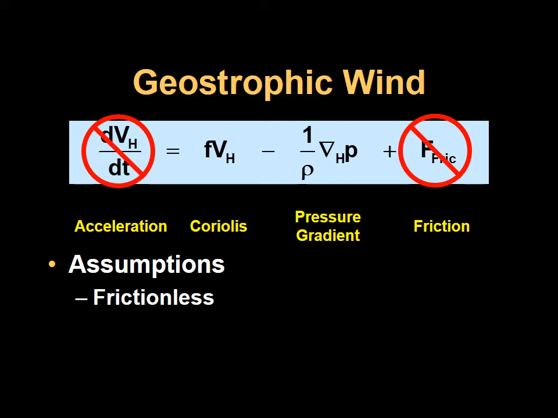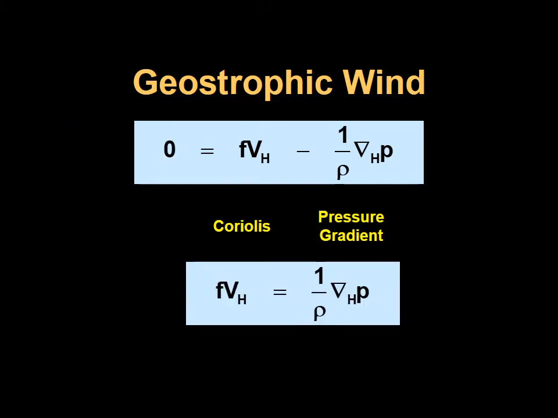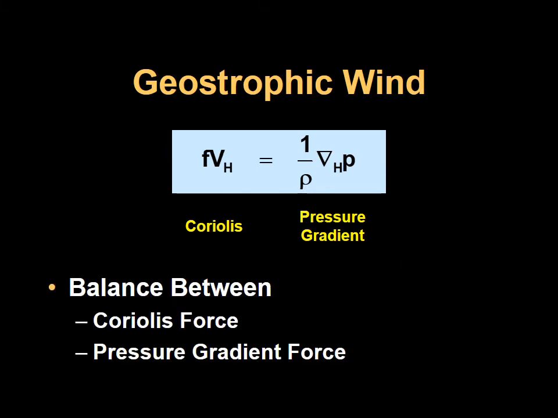So where is there no friction? Typically well above the boundary layer, maybe a few thousand feet above the ground, all the way up into the stratosphere. So no friction and also no acceleration, which means that there's a balance between Coriolis force and pressure gradient force. So looking at that, we can modify this to solve for the horizontal wind.